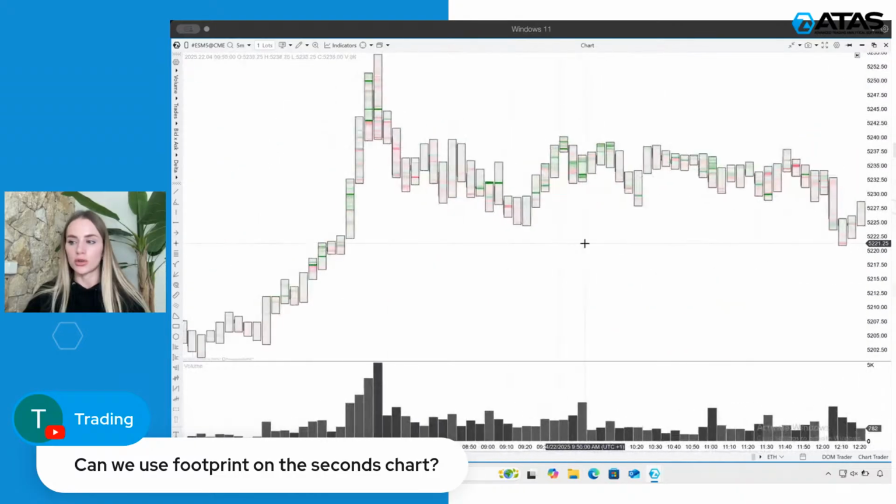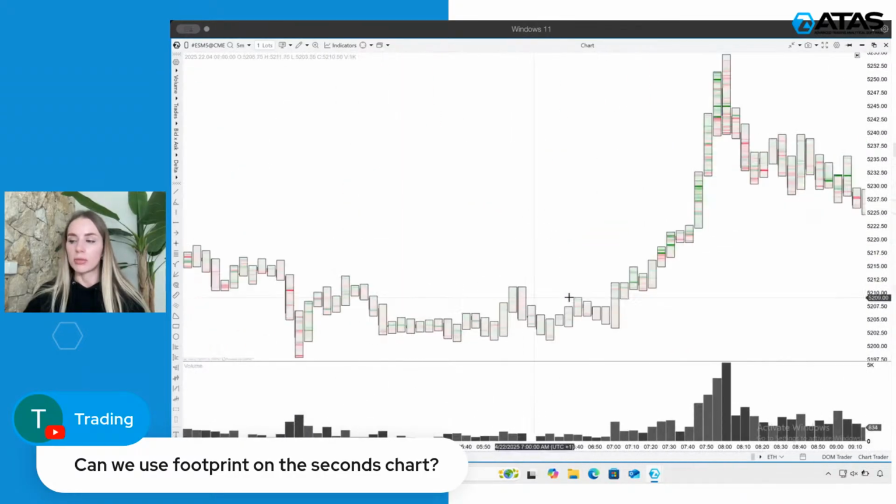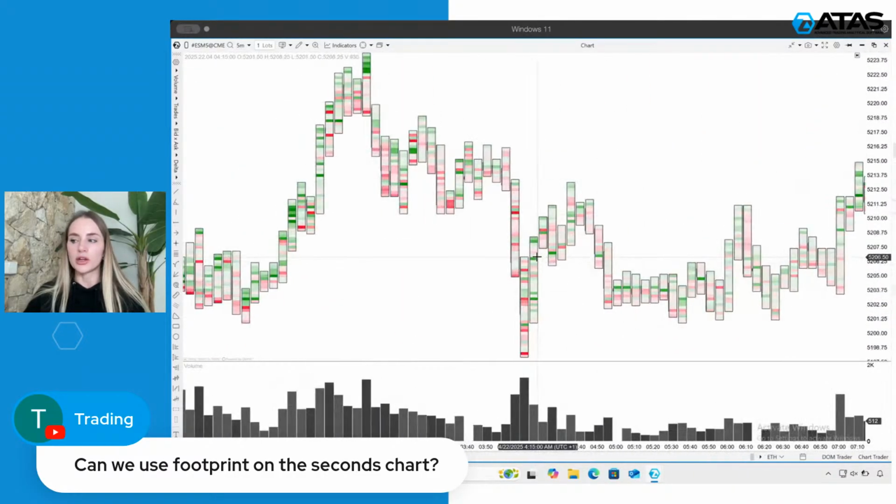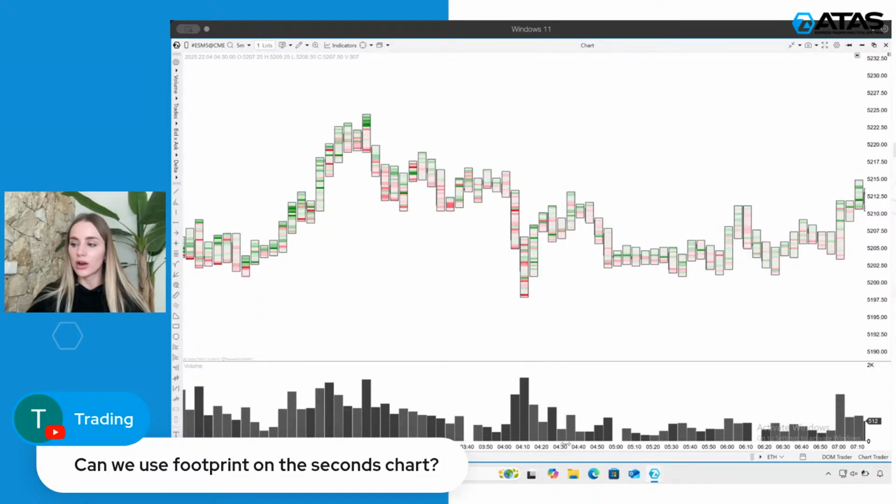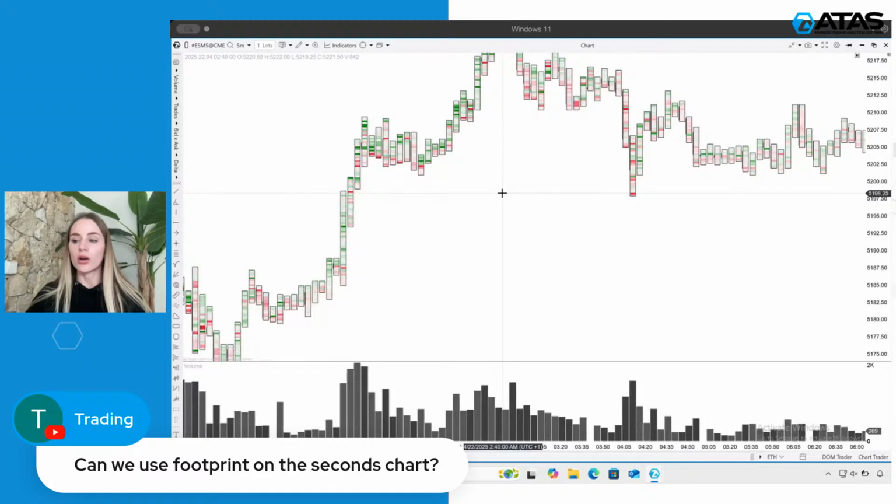You can also use it on the different types of charts, right? Because the principle of the price formation and market auction remains exactly the same no matter the time frame you look at. It can be seconds, it can be hours, it can be days. So if you are a scalper, intraday trader, or position trader, you are going to be able to use the same exact principles everywhere.